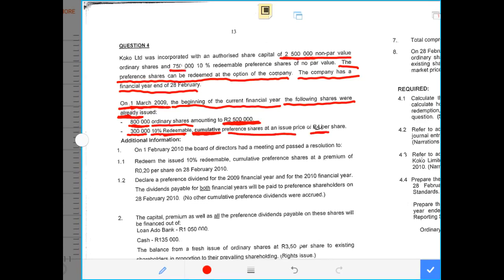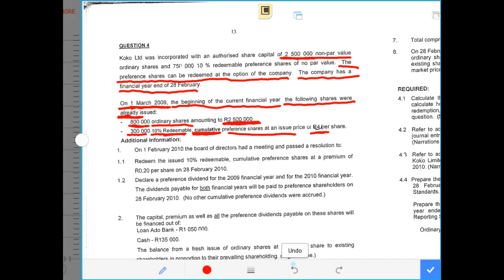That means out of the 750,000 preference shares that were authorized, it is only 300,000 that was issued. That means we were only focusing on the 300,000 of the preference shares that were issued as opposed to the total that was authorized. Therefore, now they were issued at 4 rand.